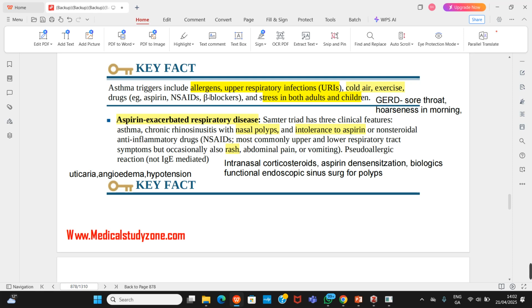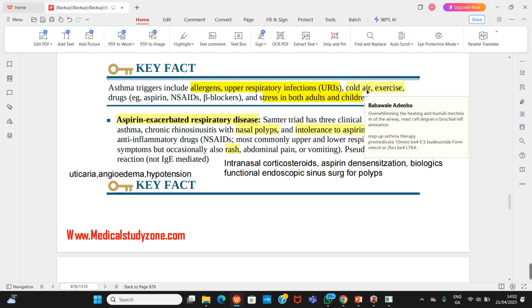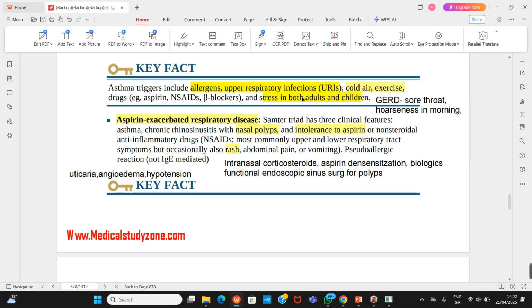We know the allergens: dust, mites, pollen, and all those things. It could even be an upper respiratory tract infection. It could be cold air. That's why the morning is very common: when it's cold, the cold air can easily incite asthmatic symptoms. Then there's exercise, so people have exercise-induced asthma. It is only when they are exercising, when they are exerting themselves, that they develop the symptoms.